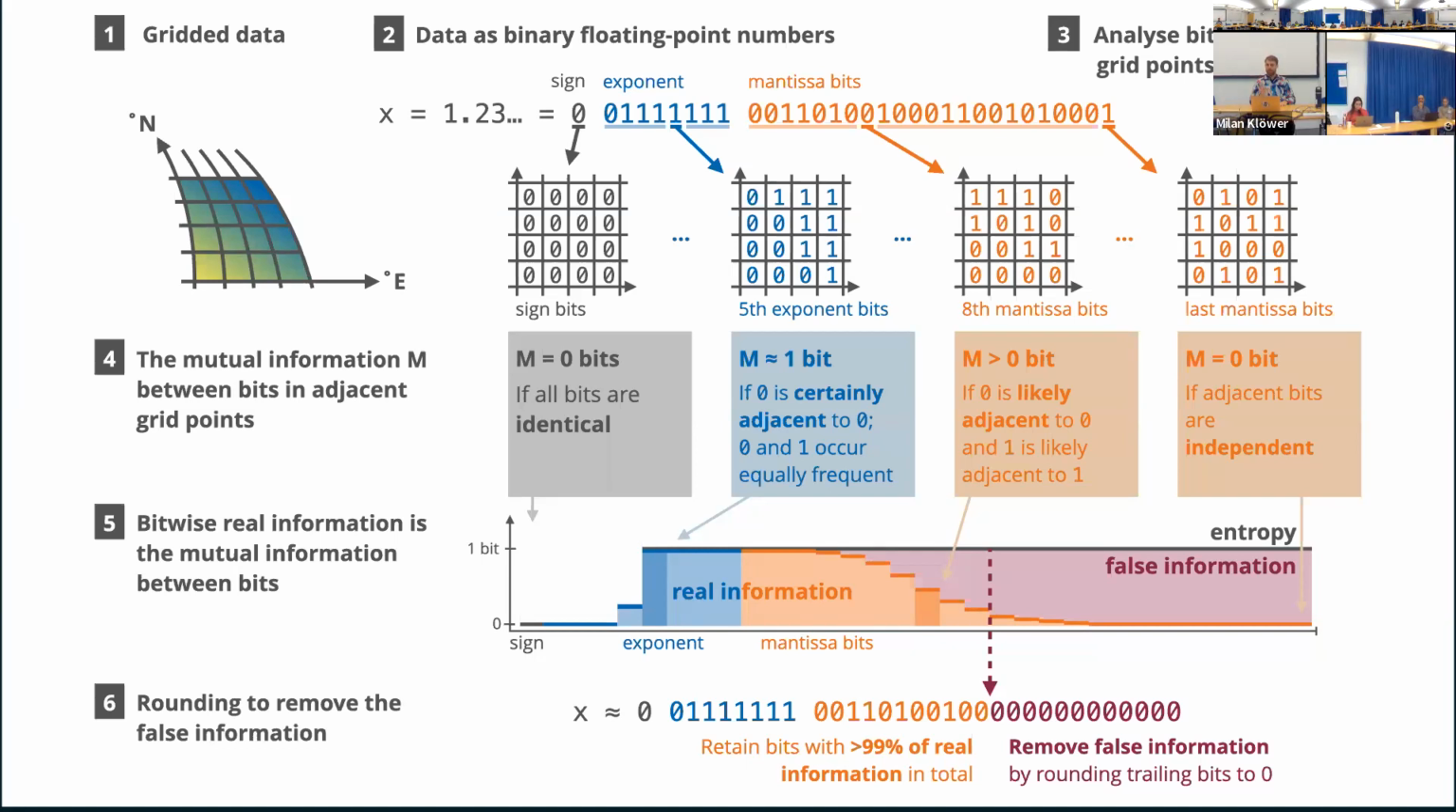So in the end, your algorithm just counts the occurrences of 0 followed by 0, 0 followed by 1, 1 followed by 0, 1 followed by 1. And then you end up with your joint probability matrix for every bit position, and you can translate that to the mutual information between adjacent grid points. How much does one grid point tell you about the next one? Does that make sense? Maybe I'm just confusing it. Maybe you're saying all the prior bits till now are telling you about the next bit.